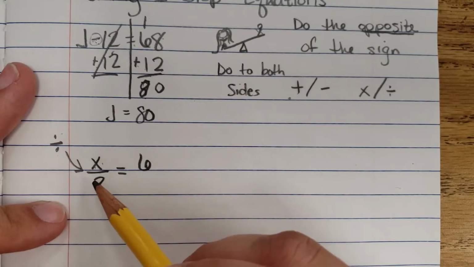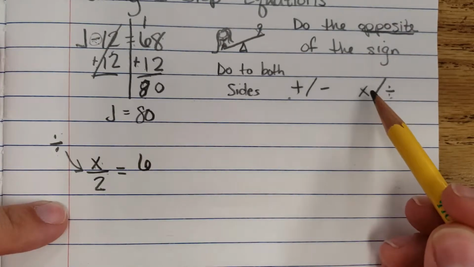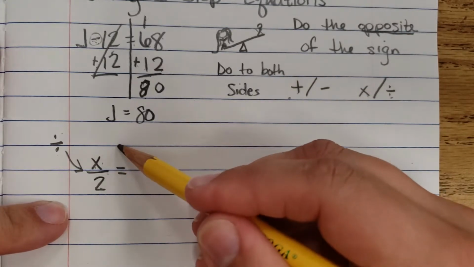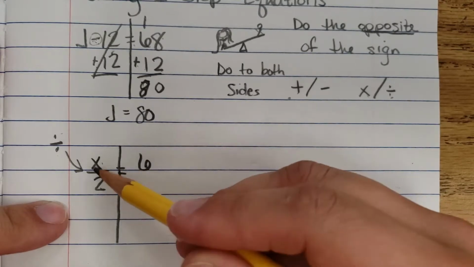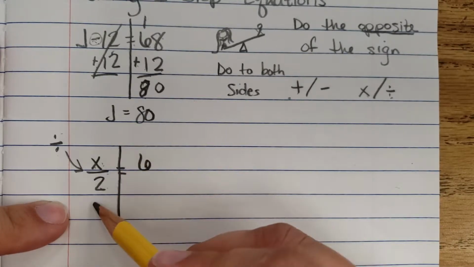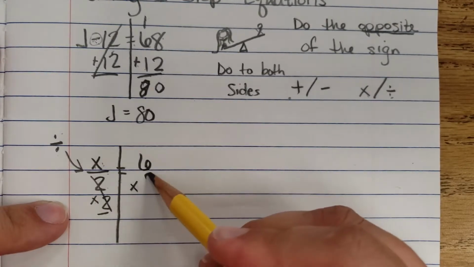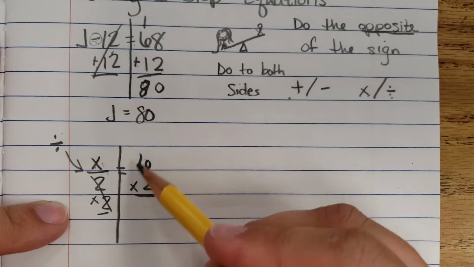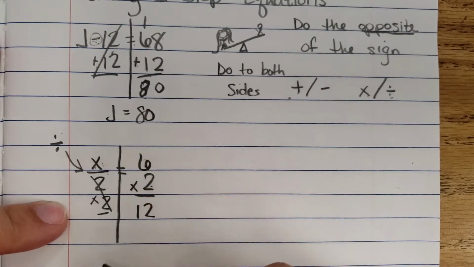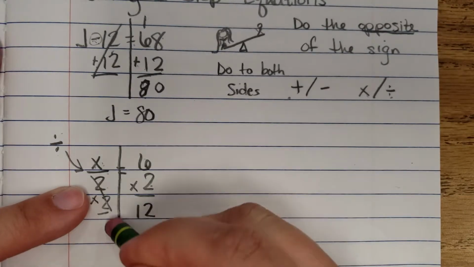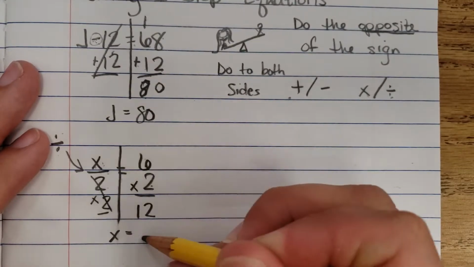Make sense? Got it. Okay, so what's the opposite of division? Multiplication. So we're going to draw a line through our equal sign. So we've got two sides again. This is division, so we're going to do multiplication to get rid of it. And you're going to multiply on this side too. 6 times 2 equals 12. So then that means that x equals 12.